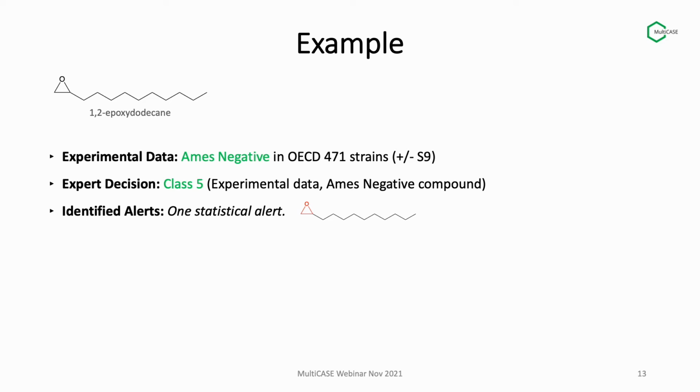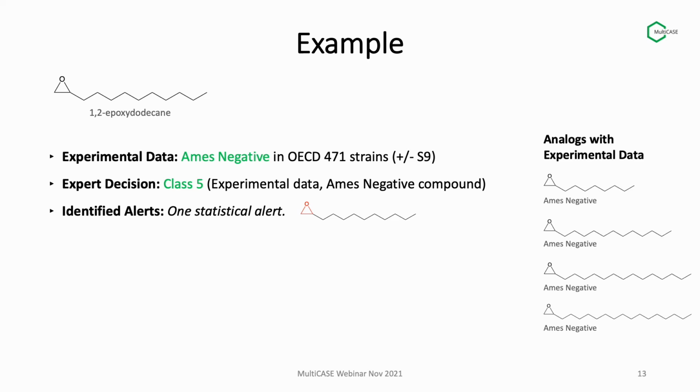So how to find out if this alert is relevant or not? We can check analogs for this alert, and here are some of the analogs, as you can see here. This is the alert, by the way, and these are the analogs that contain the same alert, the epoxide group, and have the same type of environment around the alert, a long chain, and every one of them is Ames negative. That means they are experimentally Ames negative compounds. So it looks like this alert is actually non-mutagenic.